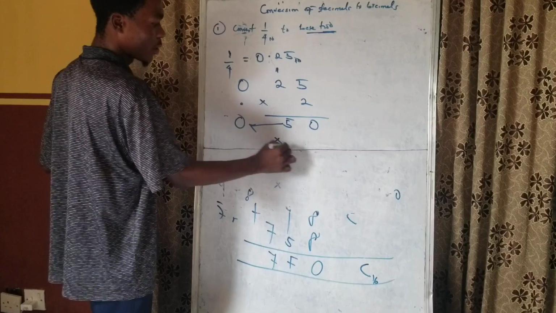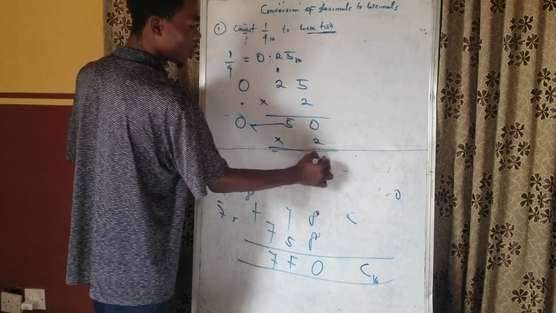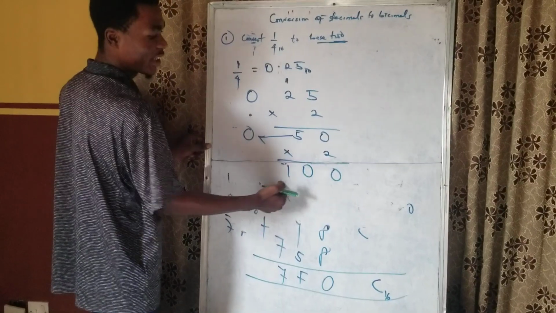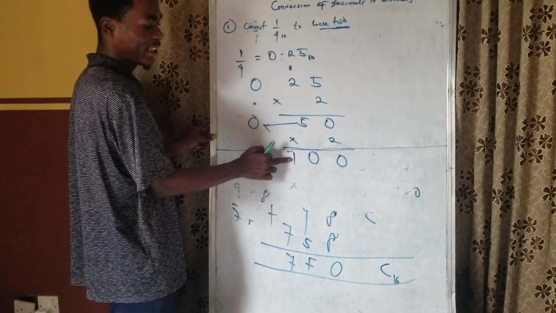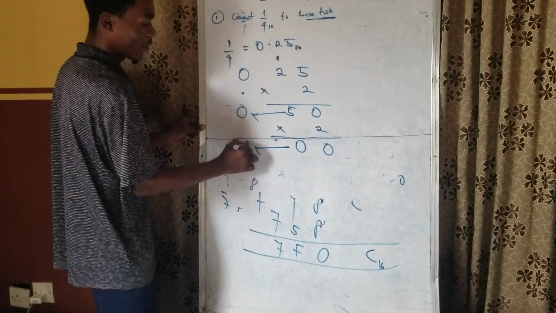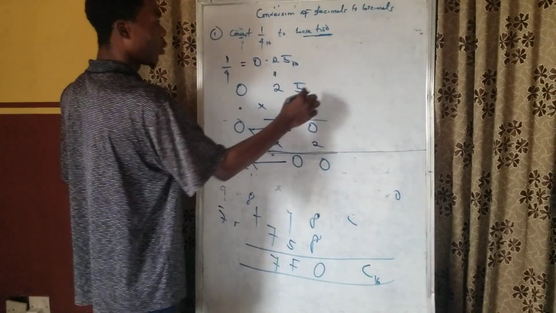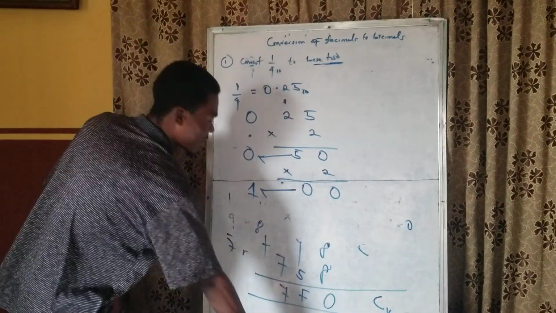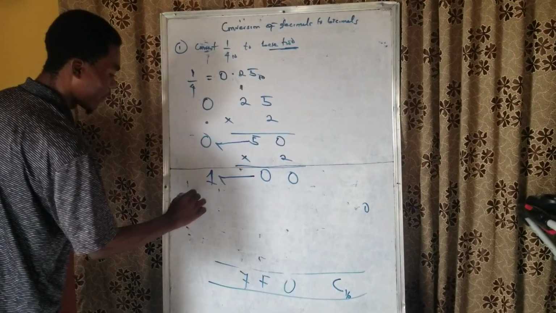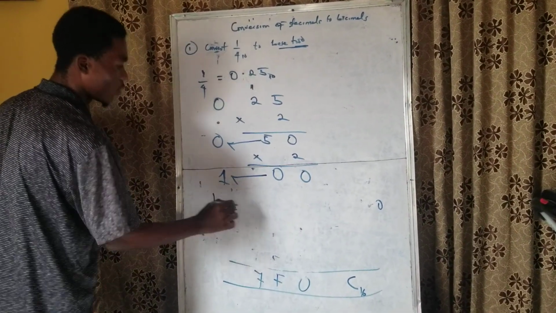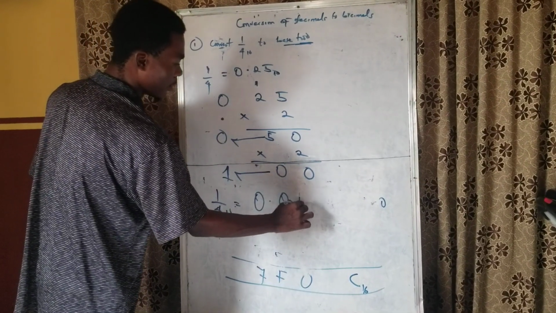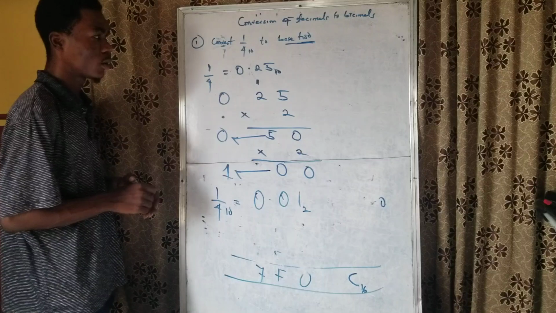Now let's multiply by 2 again. Here 2 times 0 is 0, and 2 times 5 is 10. If I write 10, you can see it's a 3-digit number, so I have to bring the last digit outside. Instead of writing 1 here, I'll draw an arrow outside and write my 1 there. So what does that mean? It means the answer to this question, the conversion of 1 over 4 base 10, is equal to 0.01 base 2.